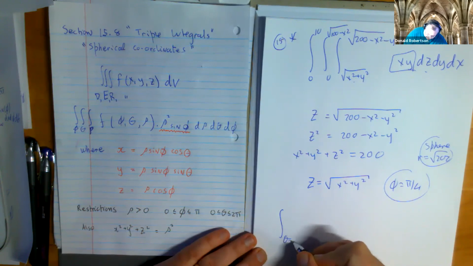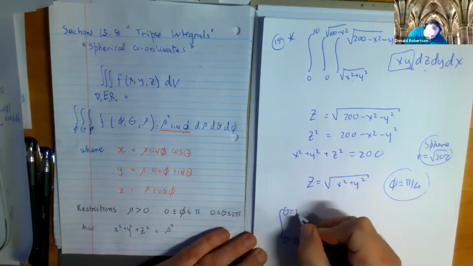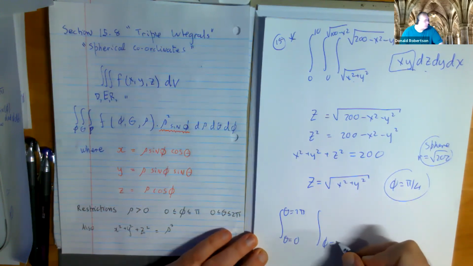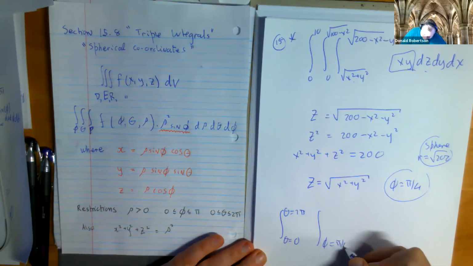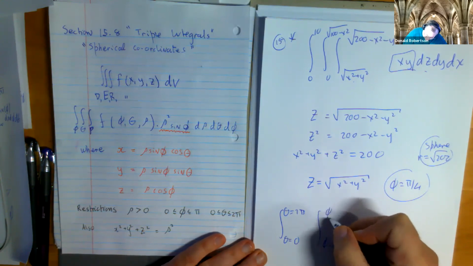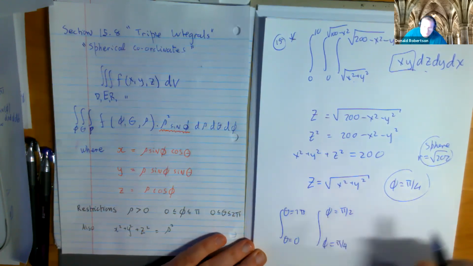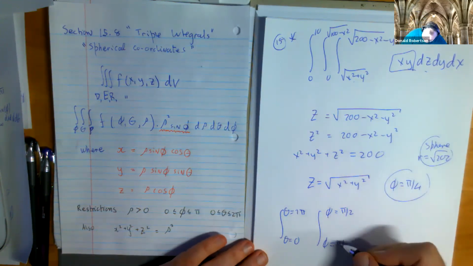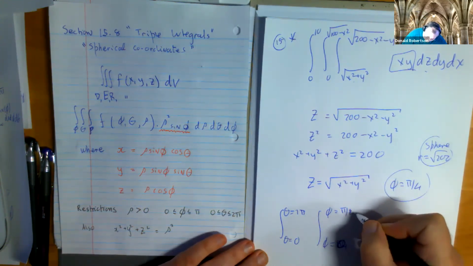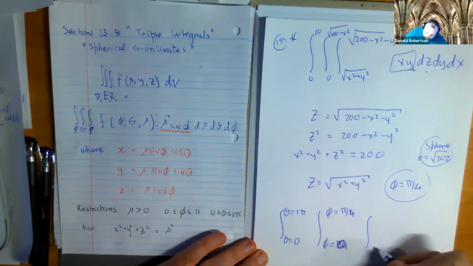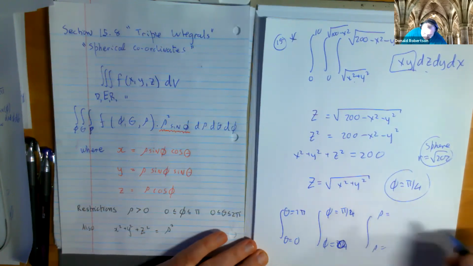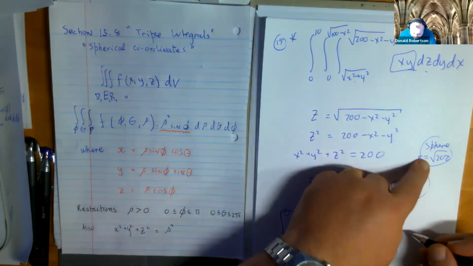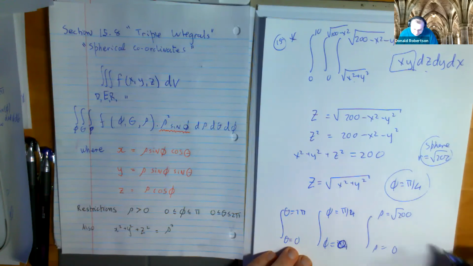Well, theta can go from 0 to 2 pi. Phi can go from pi, is it going to be positive? I think so. Pi upon 4 to pi upon 2. Why do I know that? Don't. It's 0 to pi upon 4. And what do I know about rho? Well, rho basically comes from my sphere, so it's 0 to the square root of 200.